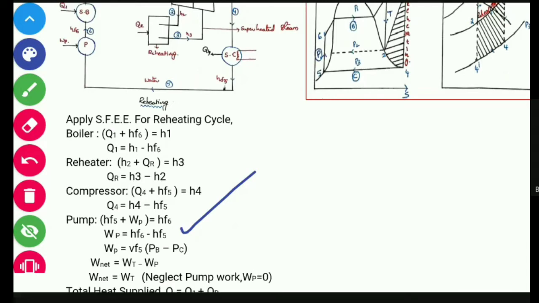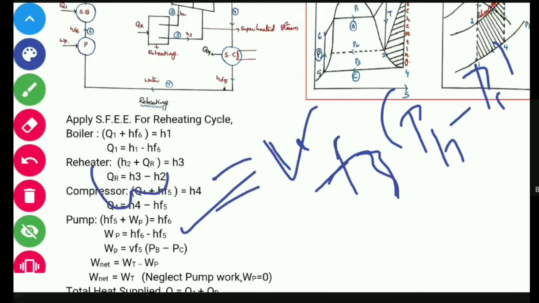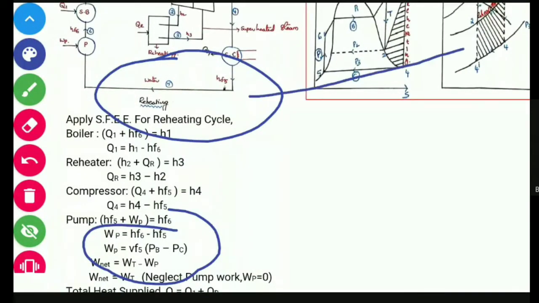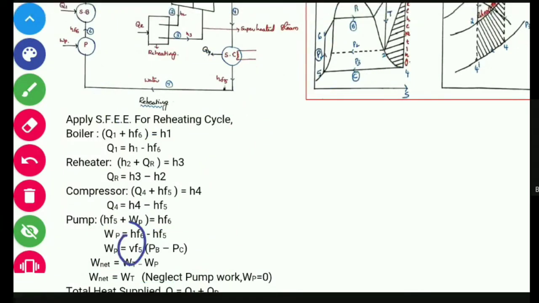So similar to the Rankine cycle, I already told you, the work WP is equal to VF3 into PB minus PC. That means boiler pressure minus condenser pressure, into VF3. That is similar to pump work. Here also, this is the equation. VF3 there was for the process between 1 and 2, but here it is between 5 and 6. That's why VF5. Right, this is one more equation to find out the pump work.